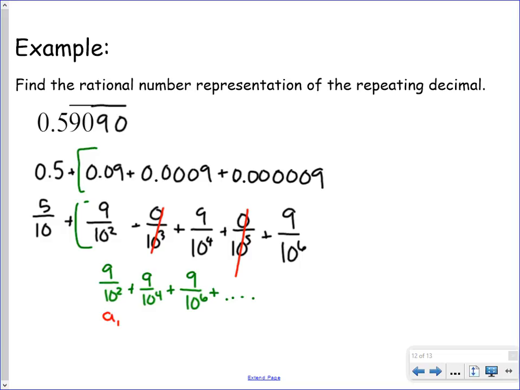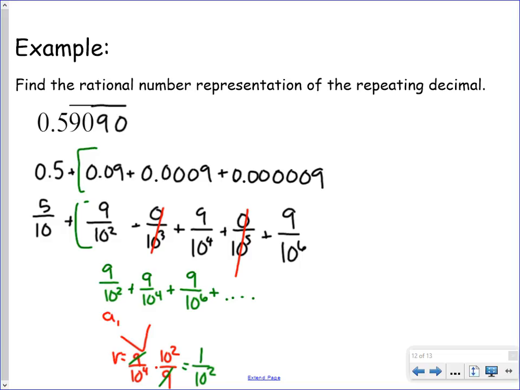The other thing I would want to be able to do is figure out my ratio. My ratio is 9 divided by 10 to the 4th, and then I would divide by the first term, 9 over 10 squared, which is really multiplying by its reciprocal, 10 squared over 9. And you can see very nicely here, the 9's will cancel, 10 squared over 10 to the 4th. My common ratio is 1 over 10 squared. And you can also see that what you are doing to get to the next term, 9 over 10 to the 4th, is just multiplying by 1 over 10 squared.